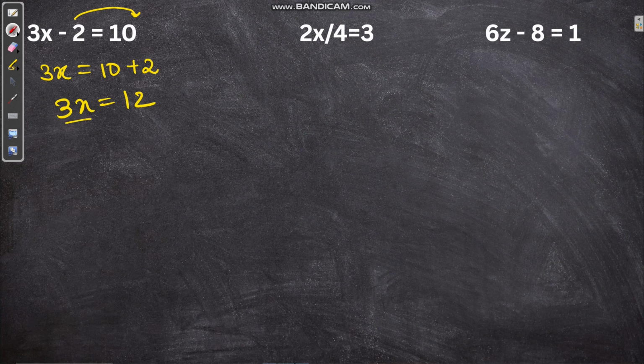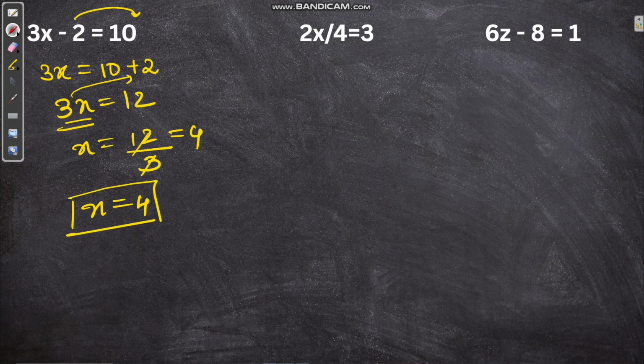Now over here we have multiplication. When you take the 3 to the other side, it will become division. So x will be equal to 12 divided by 3. So the answer will be equal to 4. So x is the solution. x is equal to 4 is the solution of the equation 3x minus 2 equal to 10.